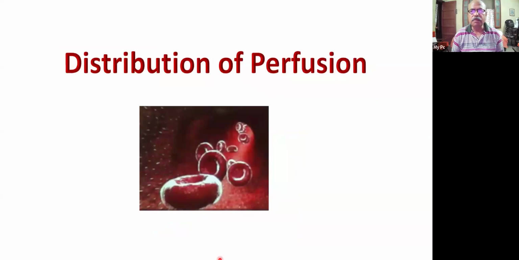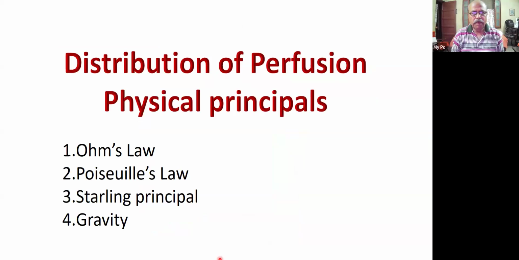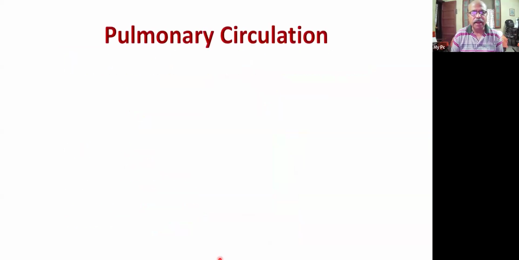First, we take up the distribution of perfusion. Now, the perfusion is governed by so many physical laws, but the mainstay or main factor is the gravity, which is determining the distribution of perfusion in the lungs.